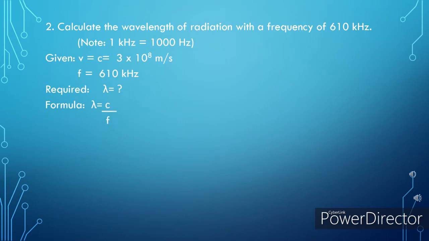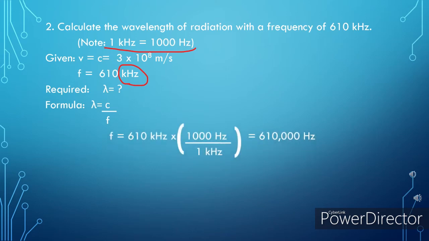If you notice, our frequency has a unit of kilohertz, but what we need is hertz. So we are going to use the conversion factor 1 kilohertz equals 1000 hertz. We are going to multiply 610 kilohertz by 1000 hertz and divide by 1 kilohertz. We will cancel the unit kilohertz and kilohertz, and this will give us 610,000 hertz.